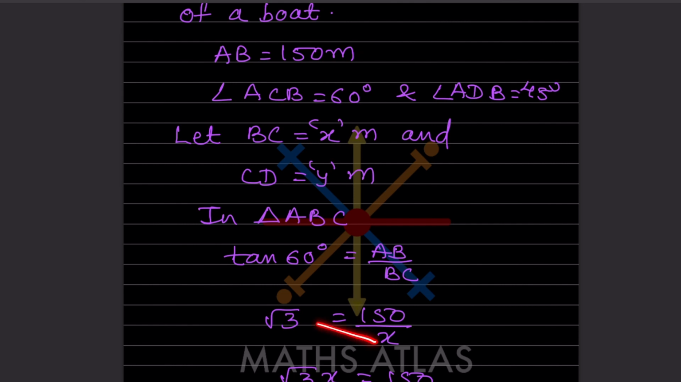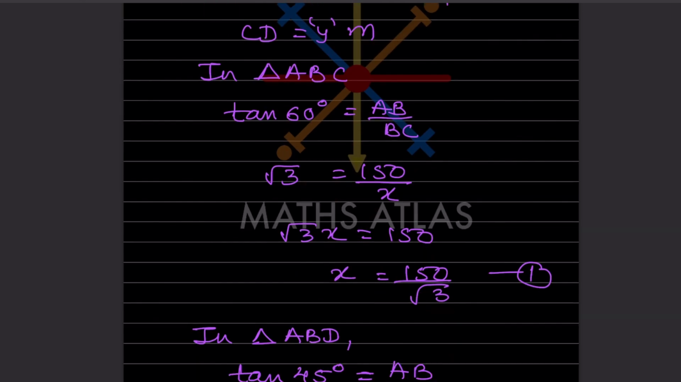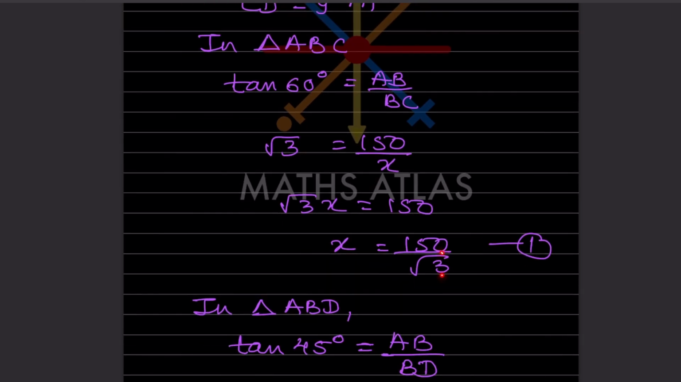So when you multiply this, root 3 x is equal to 150. So x is going to be 150 divided by root 3, which goes here in the denominator. So this is equation number 1.